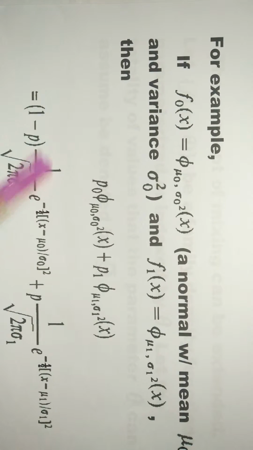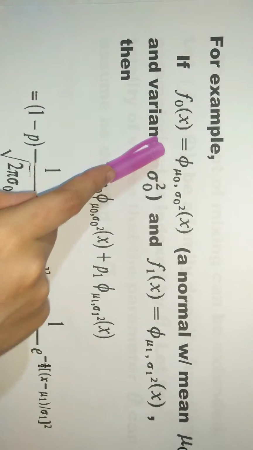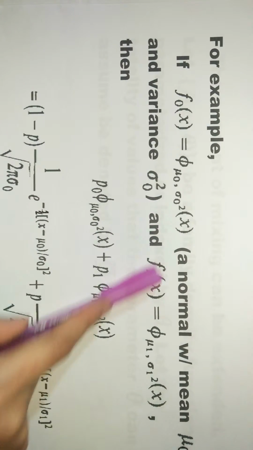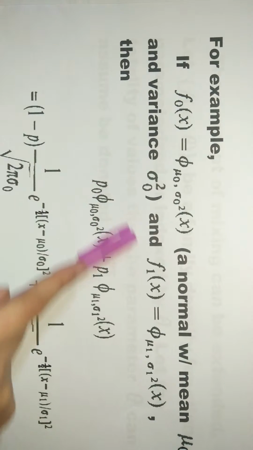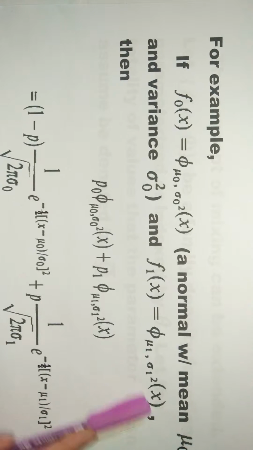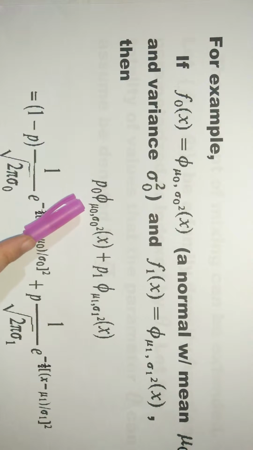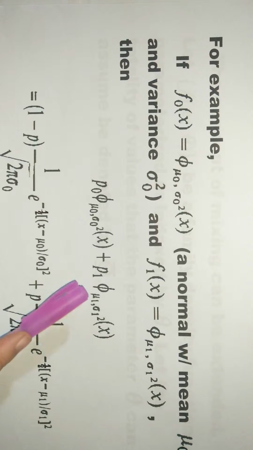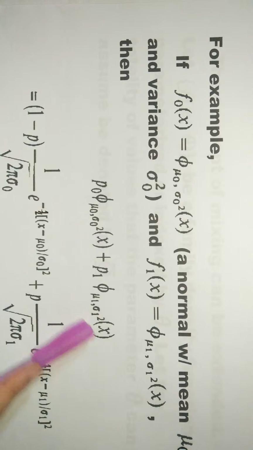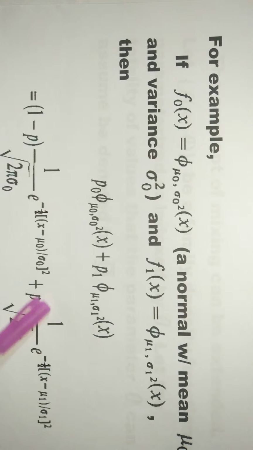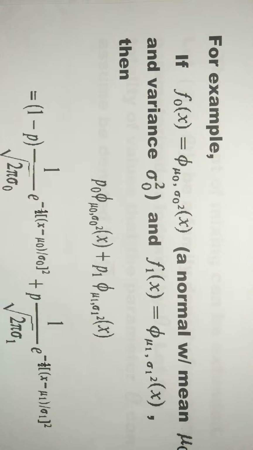Let's have an example here. If f sub 0 of x is equal to phi sub mu sub 0 and sigma sub 0 squared of x, which is a normal with mean and a variance, and f sub 1 of x is equal to phi sub mu sub 1 and sigma sub 1 squared of x, then p sub 0 times phi sub mu sub 0 and sigma sub 0 squared of x plus p sub 1 times phi sub mu sub 1 and sigma sub 1 squared of x is equal to this equation, where p sub 0 is equal to 1 minus p and p sub 1 is equal to p, is a mixture of two normal densities.